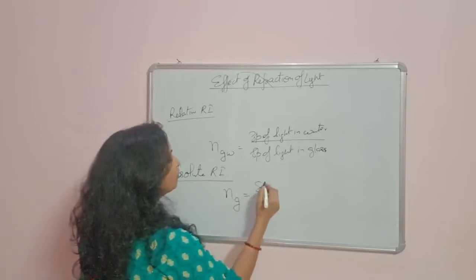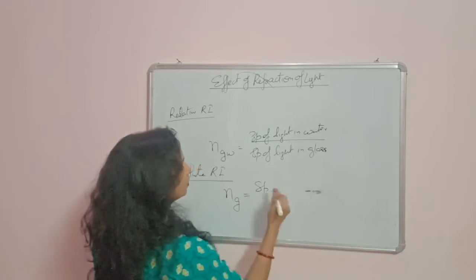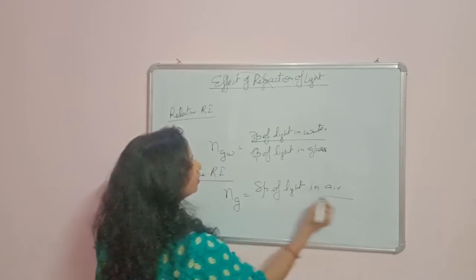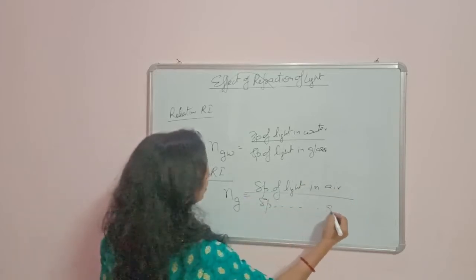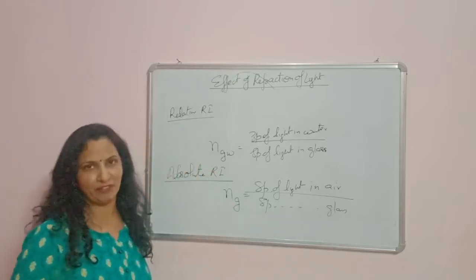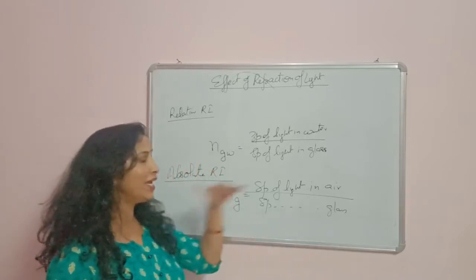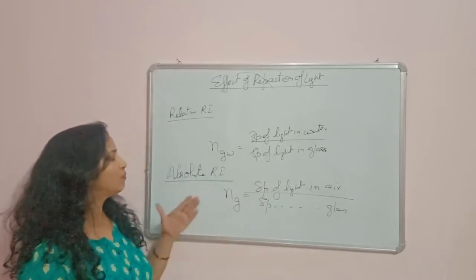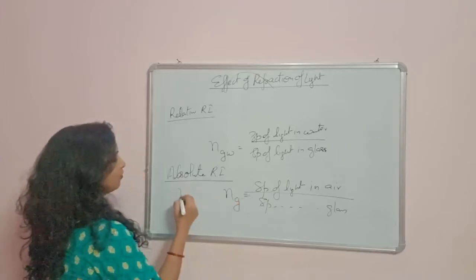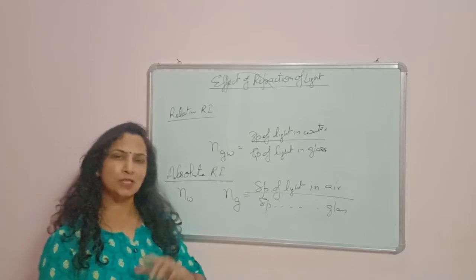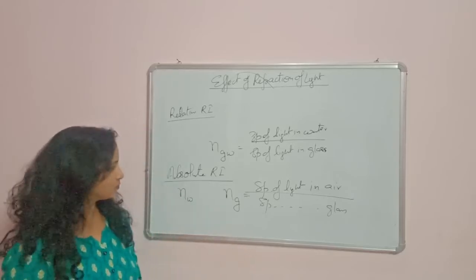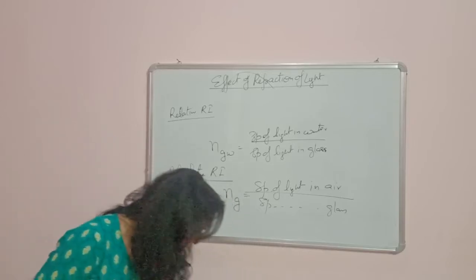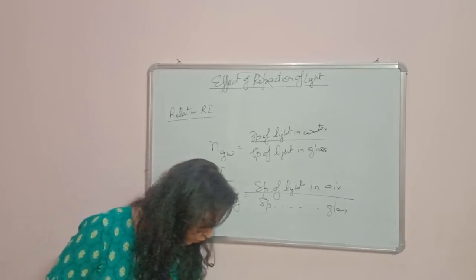So it is equal to the speed of light in air upon the speed of light in glass. This type of refractive index, in which we are comparing the speed of light with air, is called the absolute refractive index. Basically we write the absolute refractive index like this. This is the refractive index of water. It means we are comparing the speed of light in water with air. Okay, so these are the relative and the absolute refractive index. Now I am going to explain one more numerical.